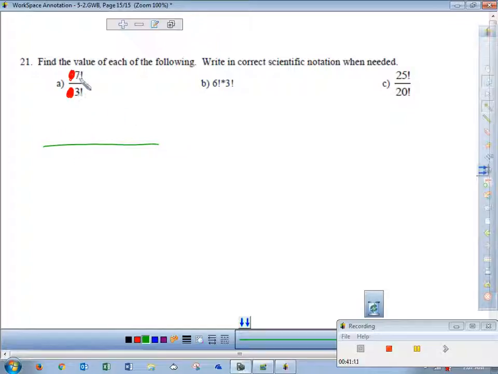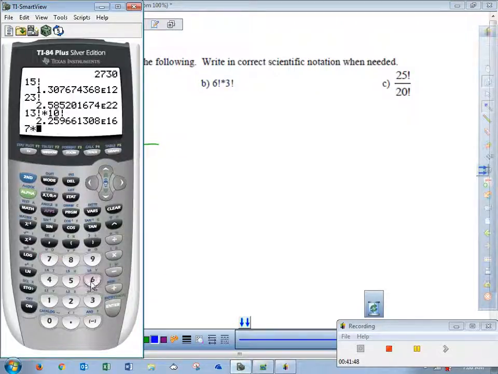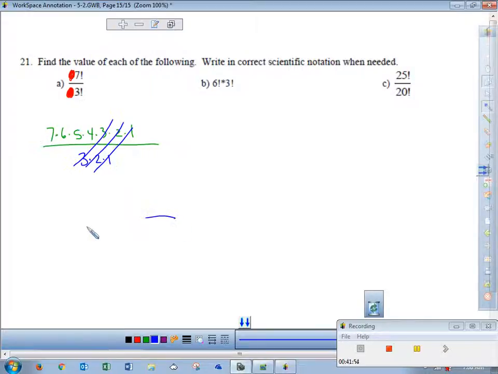So let's take our due diligence here and do the first one. 7 factorial is really 7 times 6 times 5 times 4 times 3 times 2 times 1. So we'll write that out. And isn't 3 factorial down in the bottom 3 times 2 times 1? Well, what we can see is upstairs and downstairs you've got some numbers the same. You can cancel out the 1s, the 2s, and the 3s. All that this really is, is 7 times 6 times 5 times 4. So we could punch that in. 7 times 6 times 5 times 4, and boom, 840 is what that is.